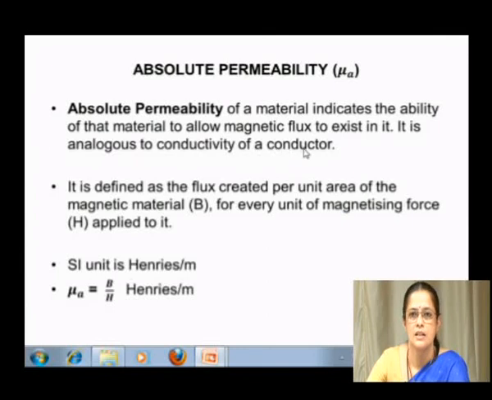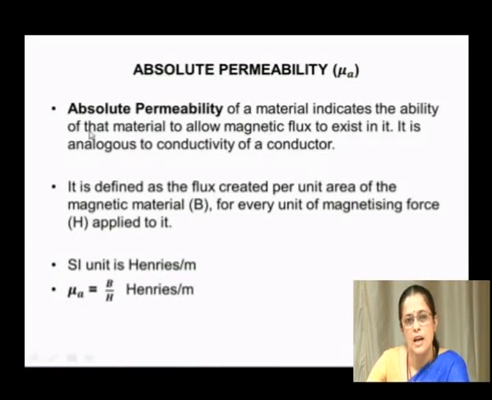Conductivity of a conductor. Conduct means what? Allow to pass, that is conductivity of a conductor. So, for any magnetic material, it will have absolute permeability, which indicates the ability of that material to allow magnetic flux to exist in it.